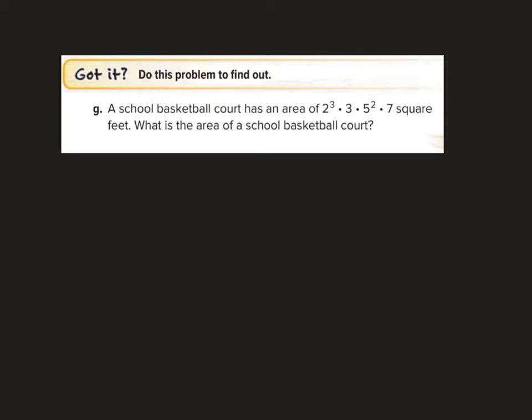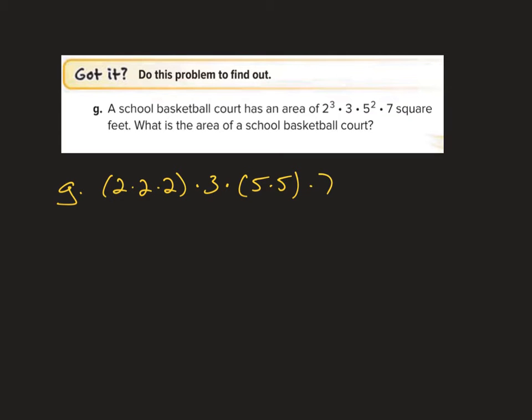Let's take a look at a word problem. A school basketball court has an area of 2 to the 3rd power times 3 times 5 to the 2nd power times 7 square feet. What is the area of a school basketball court? So what we want to do is expand out these powers. So we've got 2 times 2 times 2 times 3 times 5, so 5 squared, times 7.